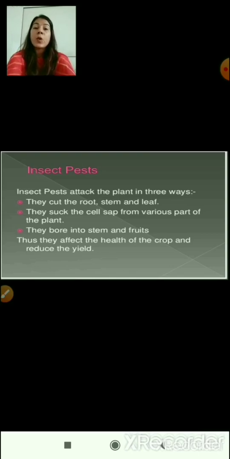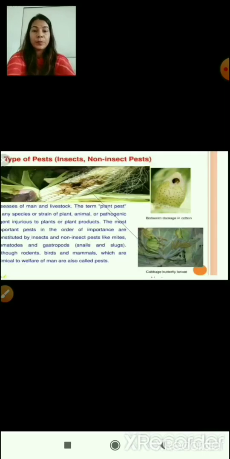Insect pests can also bore into the stem and fruit of crop plants. Children, you must have seen holes in tomatoes and brinjals sometimes. These are the sign of insect pest attack on these vegetables. So these insect pests affect the health of the crop plant and reduce the yield of that particular crop.